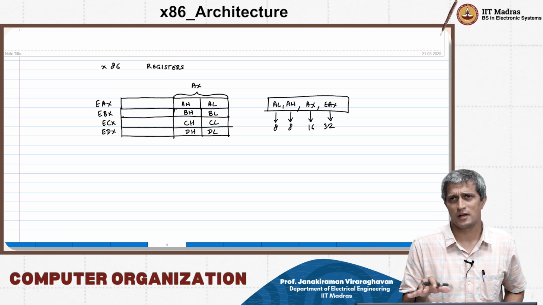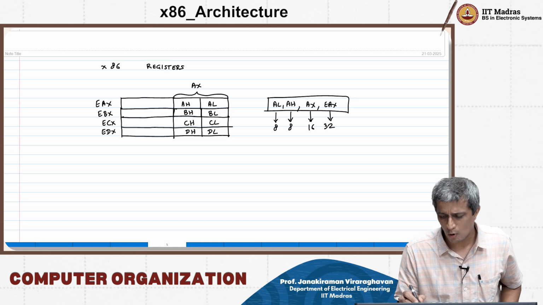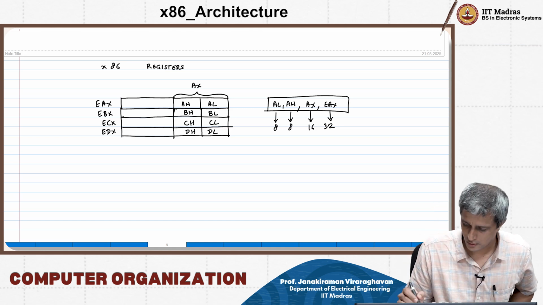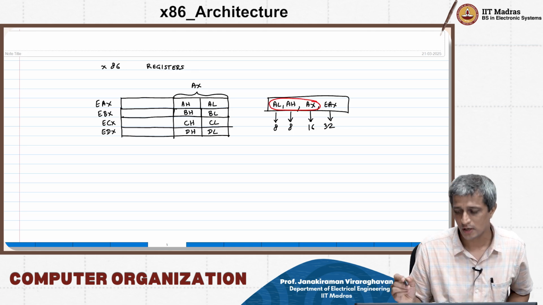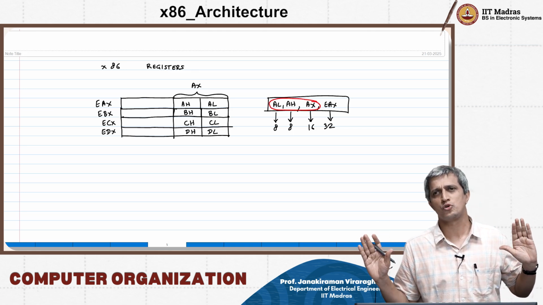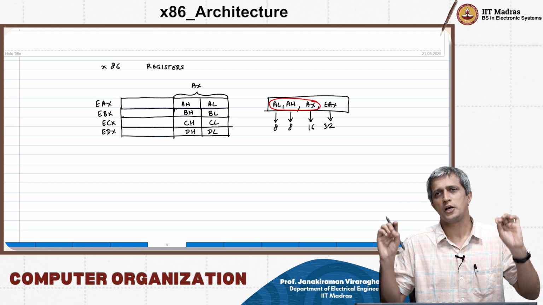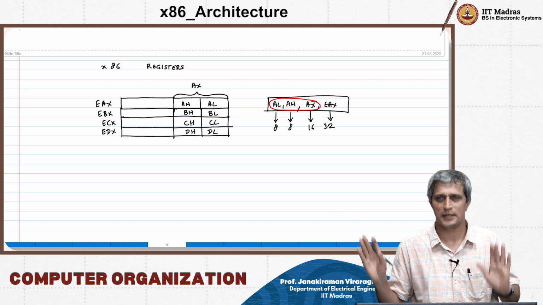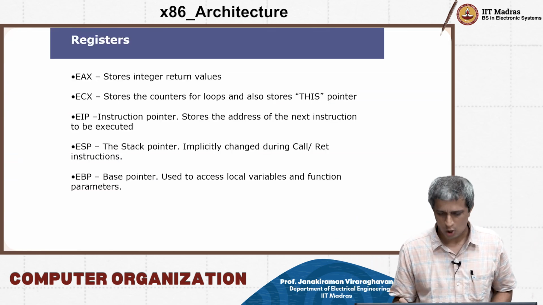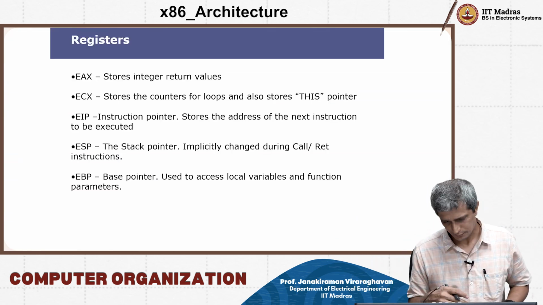In this course, we are not going to worry about these 3 cases. Unless otherwise mentioned, we are not going to worry about this. We will simply assume all the registers are 32-bit registers and we are going to call them EAX, or EBX, and so on.